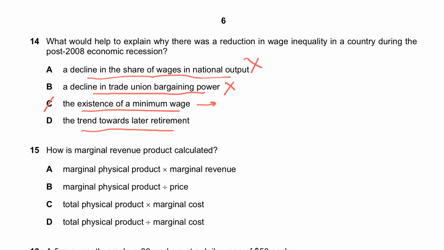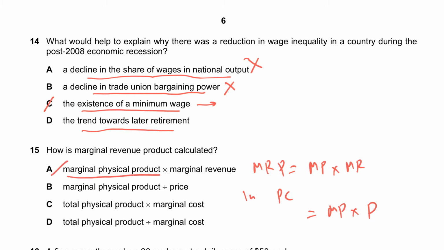In 15, they say, how is MRP or marginal revenue product calculated? We know this marginal revenue product is MP times MR, and in perfect competition it's MP times P. So the right answer for us will be MRP equals marginal physical product times MR, or A.